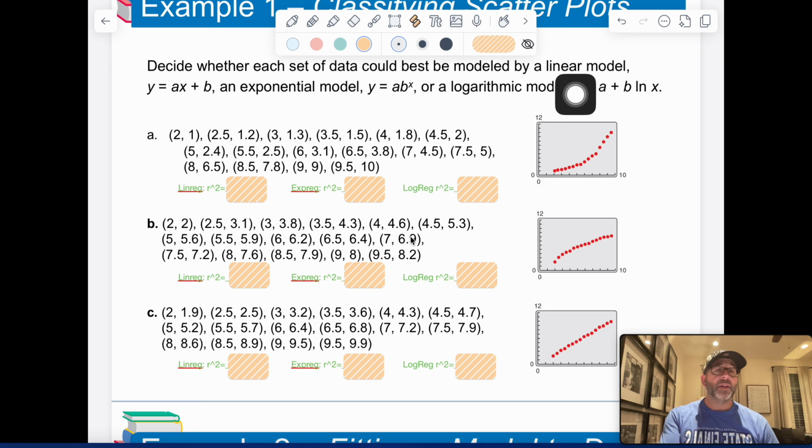I can tell you right now that this graph is in fact the graph of these points right here. When we look at this graph, we can see it kind of goes up as it goes along, so it's probably not going to be a linear regression. It might be an exponential or it might be a log. We don't know yet, but we're going to figure that out using our calculators.